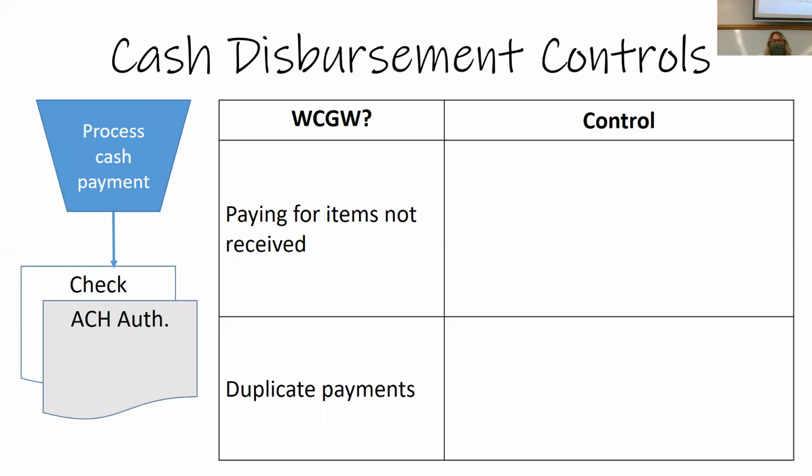So here are some of the controls related to the cash disbursement process. The first item is paying for things that you have not yet received. That could also indicate that someone bought items and had them shipped to themselves. So what controls do you think could prevent that?